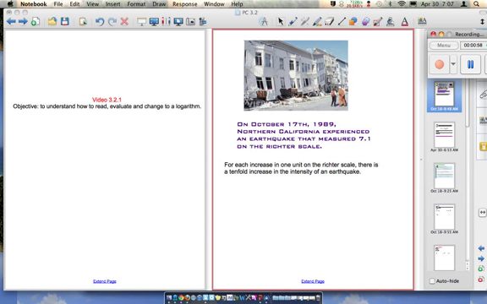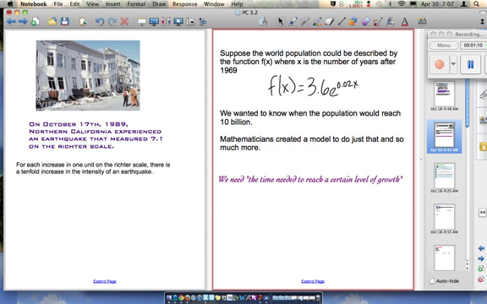So this is one thing that can be modeled using a natural log. Today we're going to look at just logarithms in general. The natural log corresponds directly to the unit e. So the natural logarithm would also help us understand a question like this. Suppose we were describing the world population by the function f of x, where x is the number of years after 1969. So notice that x is embedded within the exponent of e.